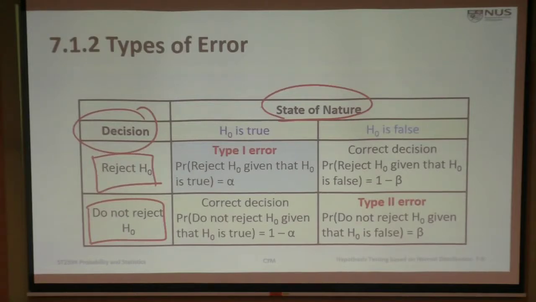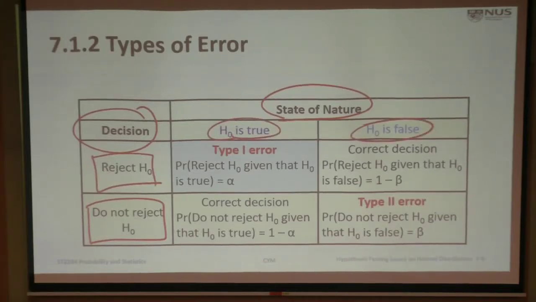That means the true answer, which we don't know. So there are only two possibilities. One is that the null hypothesis is correct. The other is that the null hypothesis is not correct. These two are the true answer, which we don't know. We only try to guess, or make our decision, whether I believe that H0 is true or H0 is false.